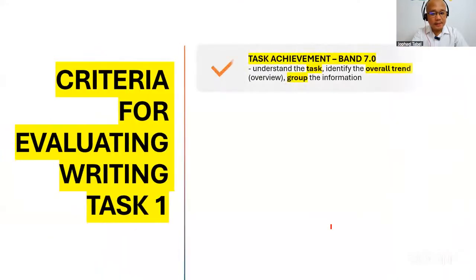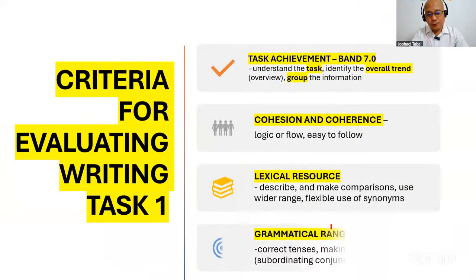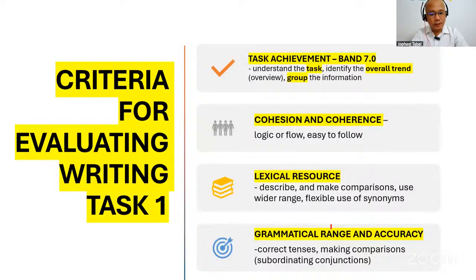Now, to understand better how to improve our score in IELTS Writing Task 1 task achievement, here are the 3 key points. First, we have to understand the task. Then we need to identify the overall trend. And lastly, we need to know how to group the information. So we're going to delve deeper into these 3 key areas in achieving Band 7.0 in task achievement Writing Task 1.